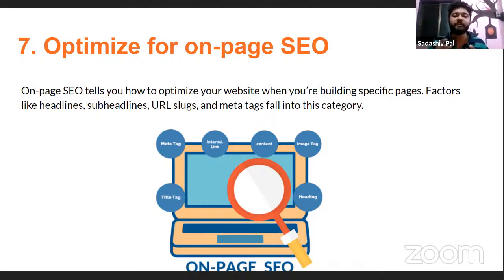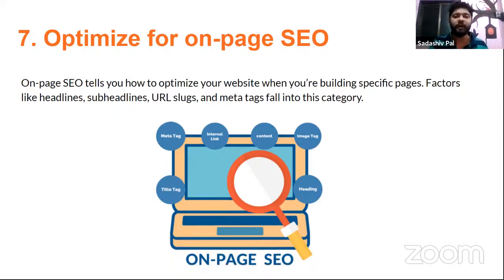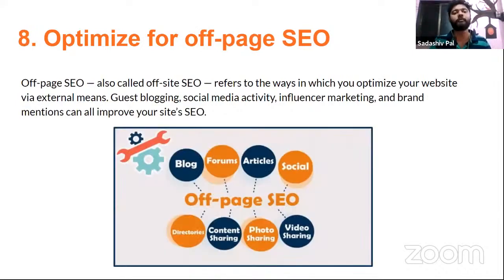After optimizing, we should make sure that we are including plenty of content and plenty of context for each of the pages which we are developing, so that Google can accurately understand what exactly the content is talking about. This is what you have to do in on-page SEO. After on-page comes optimization for off-page SEO, also called off-site SEO, which refers to the ways in which you optimize your website via external means. You're trying to get traffic from external means. A few practices for off-page SEO are guest blogging, social media activity, influencer marketing, affiliate marketing, brand mentions, PR, directory submission, and bookmarking. All those things are off-page SEO.